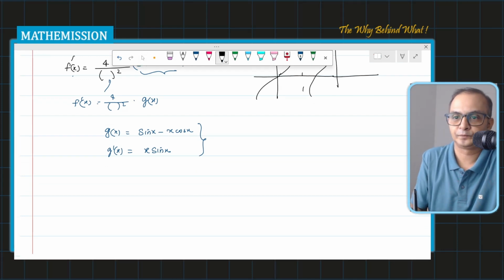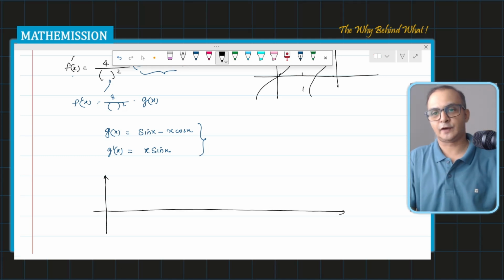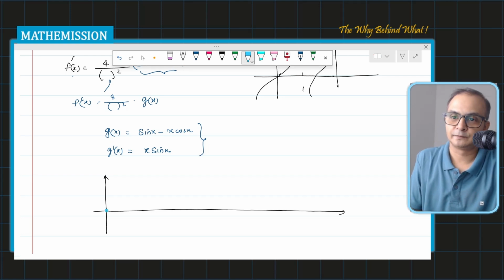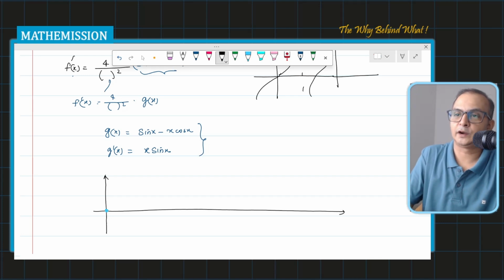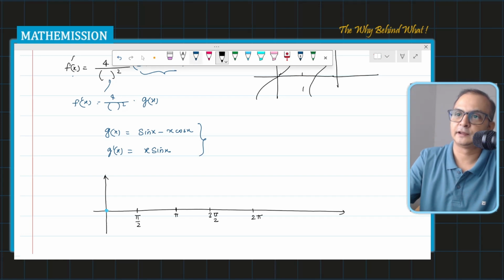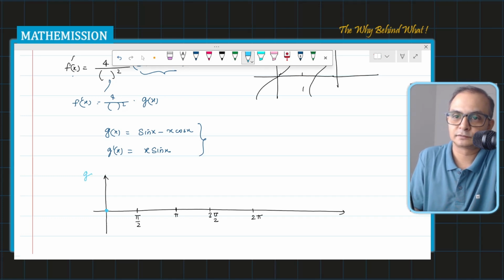Now I have these two pieces of data, and on the basis of this I'm going to draw the graph of g(x). How do we draw it? You notice at 0 this function value is 0, so g(0) is 0, and the derivative is also 0. After that, I'm taking π/2, then π, then 3π/2, and then 2π. I'm just taking one interval here, and after that we can analyze the others. So it will start lifting from here, because after that every g(x) value is positive.